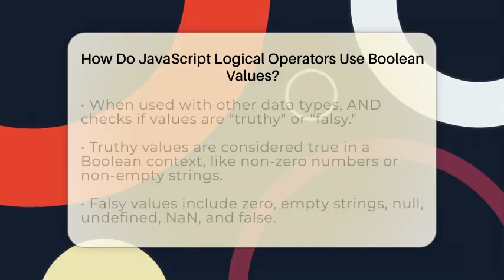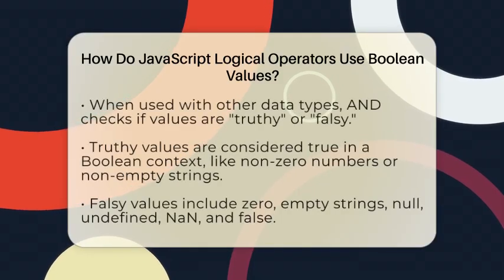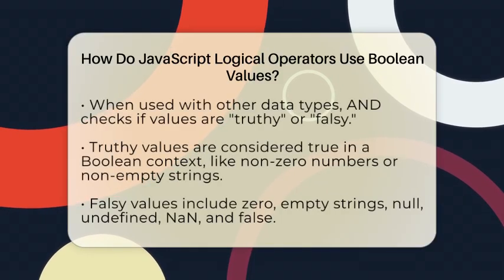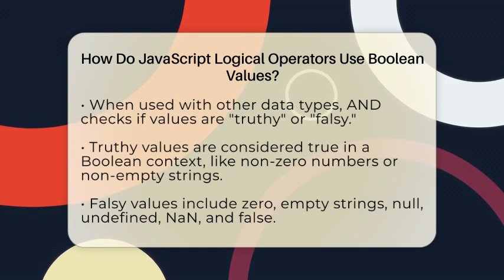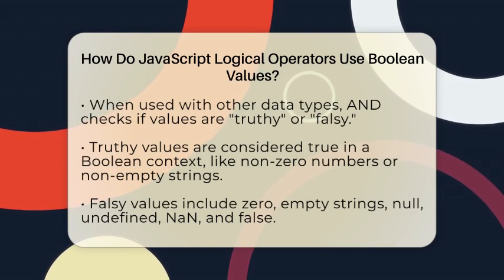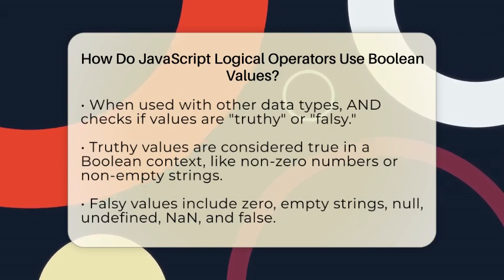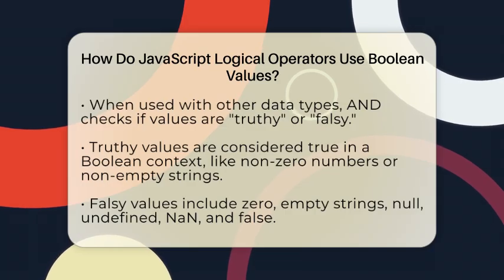When used with other types of data, not just true or false, the AND operator looks at whether the values are truthy or falsy. Truthy means the value is considered true in a Boolean context. Falsy means it's false. For example, the number 1 is truthy, but 0 is falsy.